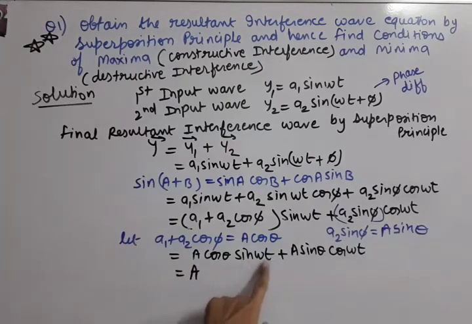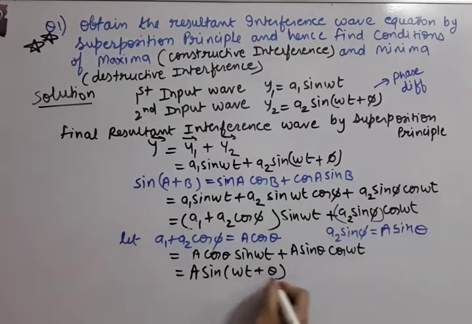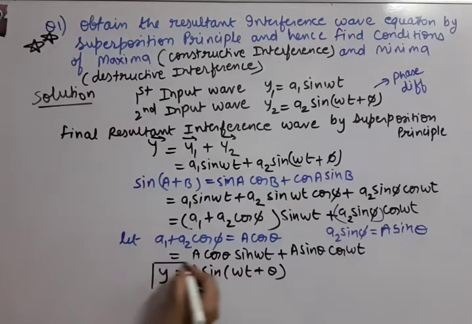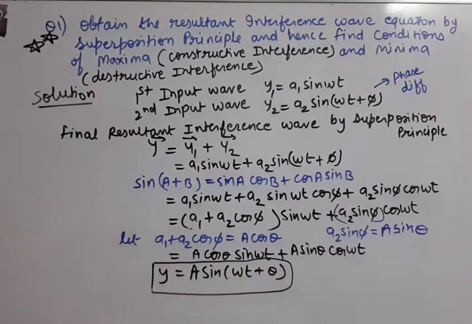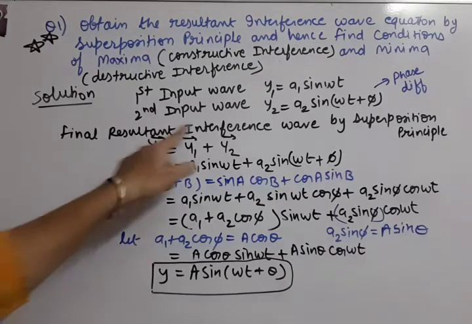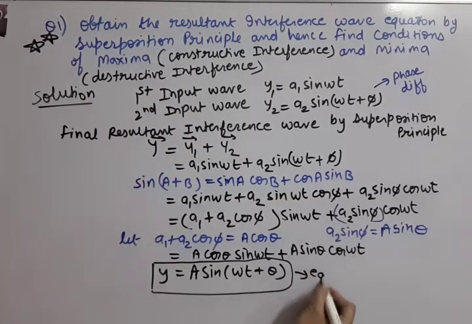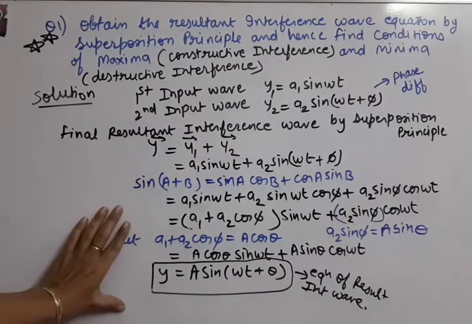Now you see sin a cos b plus cos a sin b is appearing. So it will become sin a plus b. So omega t plus theta it will become. So this way we have obtained our final wave equation. This is the equation of the resultant interference wave. So the equation is obtained.